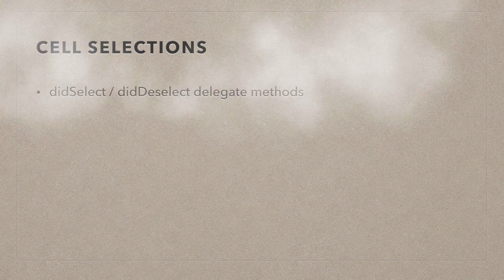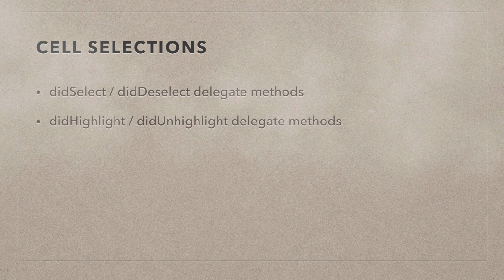Selections are a little bit different than with table views as well. On one hand, we have the did select item at index path and did deselect item delegate method, so you can record when a cell is selected or deselected. But you also have another property, which is the highlight and unhighlight delegate method. So that's when somebody just touches the screen, that's a highlight, and lift the finger, that's then turning into a selection. I'll explain more about that later.